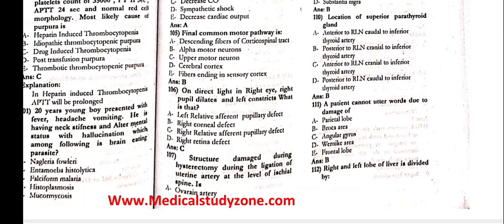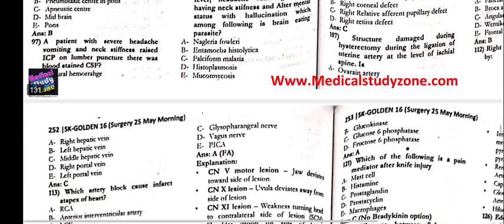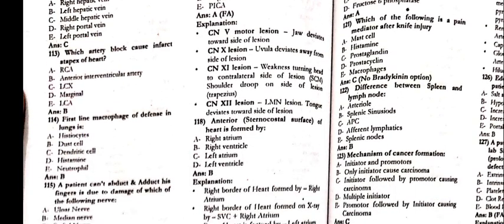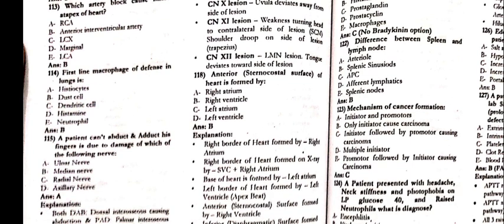110, location of the superior parathyroid gland is the beta, posterior to the recurrent laryngeal nerve, cranial to the inferior thyroid artery. 111, the patient cannot utter words due to the damage of beta, that is the Broca's area. Right and left lobe of the liver is divided by the Charlie, middle hepatic vein. Next, 113, which artery block causes the infarct at the apex of the heart, that is the beta anterior interventricular artery.